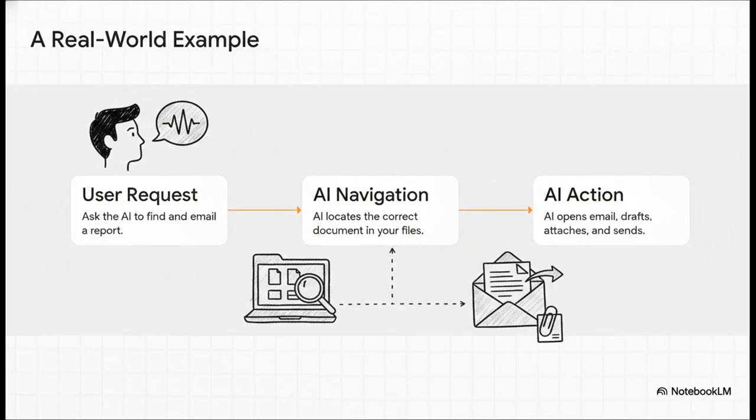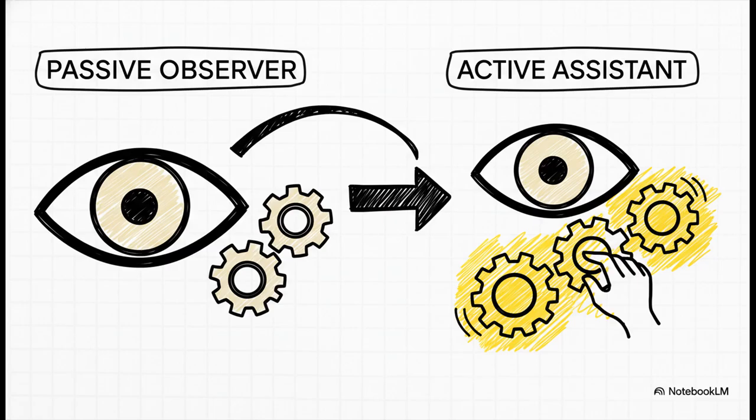You could just say, hey, find the latest report from my manager and email it to the team. The AI agent would then literally navigate your files, find the right document, open up your email app, draft a new message, attach that file, and hit send, all from one simple instruction. And that right there, that perfectly illustrates the huge leap we're talking about. The AI stops being just a passive tool you ask questions to. It becomes an active assistant that can take real, meaningful action for you inside your digital world.